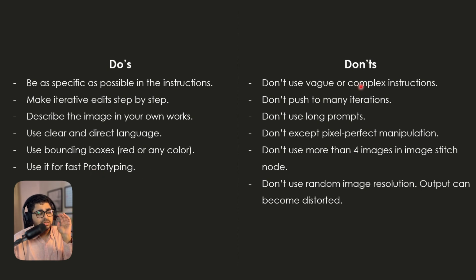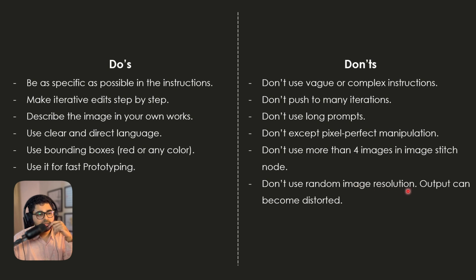Then some of the don'ts: don't use vague or super complex instructions. It doesn't really do well. Don't push too many iterations, because like you saw, the image quality keeps on degrading over iterations. If you keep on pushing, your original image will be lost. Don't use long prompts. And of course, don't expect pixel perfect manipulation. Sometimes it will go up, sometimes down, sometimes it will move left or right. That has happened a lot of times. Don't use more than 4 images in image stitch. I have tried with 3. I'm assuming it will work with 4, but going beyond that, I'm not sure it's going to work.